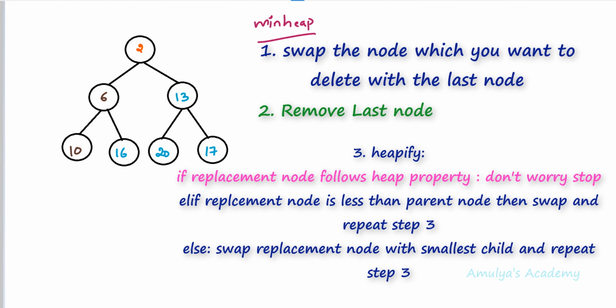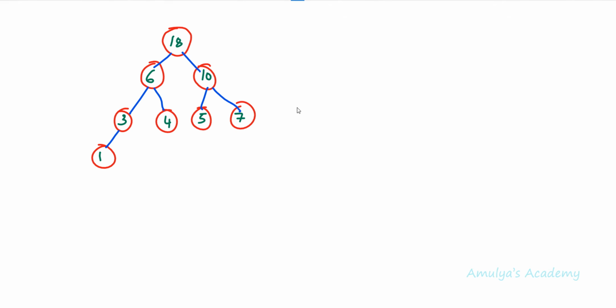Okay, so next I'll show you another example where we'll delete the root node. So here we have another tree. This is the max heap. Here we can see root is 18, 6 and 10. It is 3, 4, 5, 7 and 1. Okay, so it is a complete binary tree, as well as it is following the max heap property. It is a max heap.